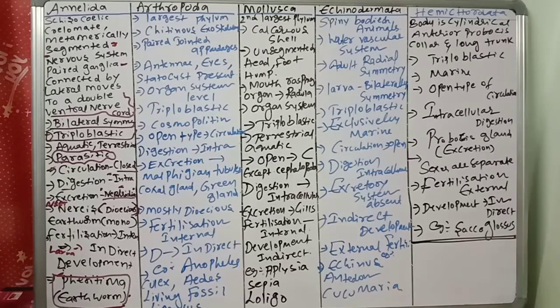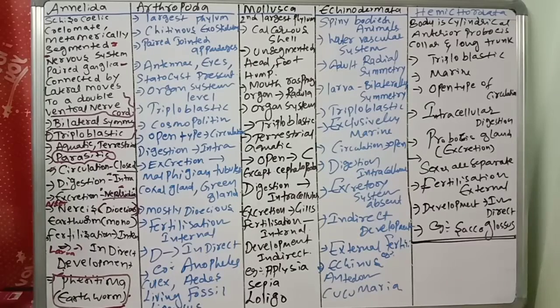Next, another important phylum. What is another important phylum? It's called Arthropoda. In the name itself, the answer is there. Arthro means jointed. Poda means appendages. Jointed appendages. So Arthropoda is the largest phylum of the animal kingdom.